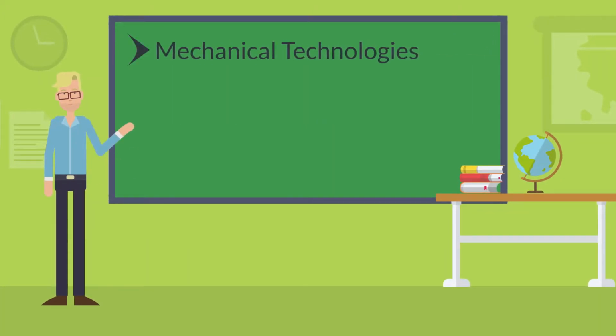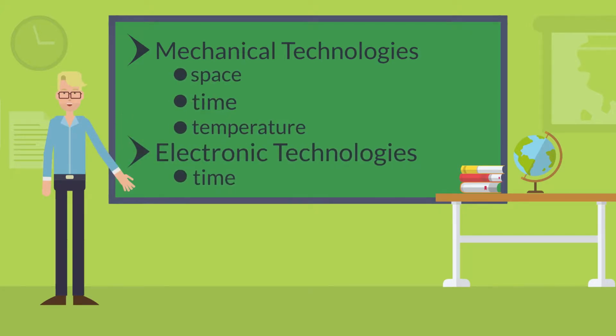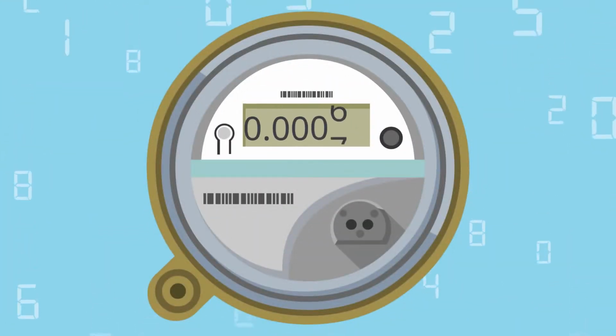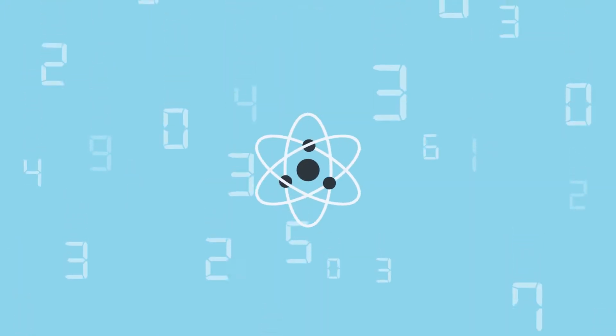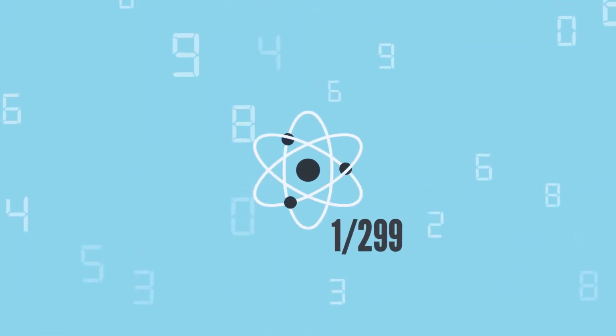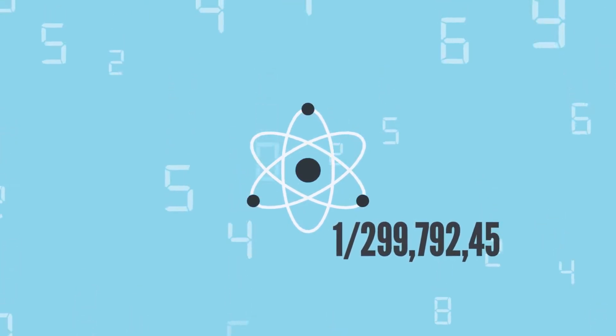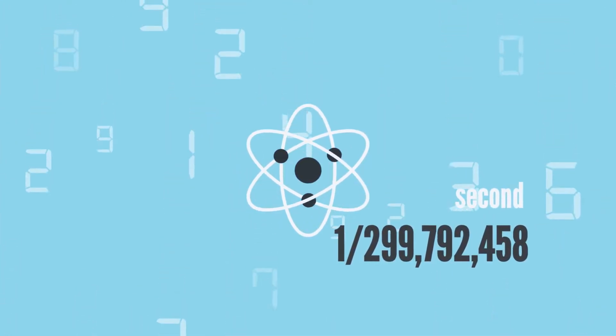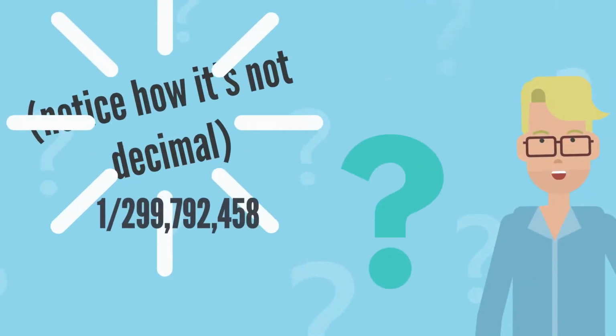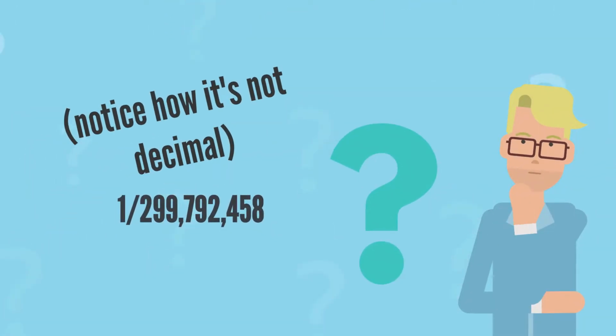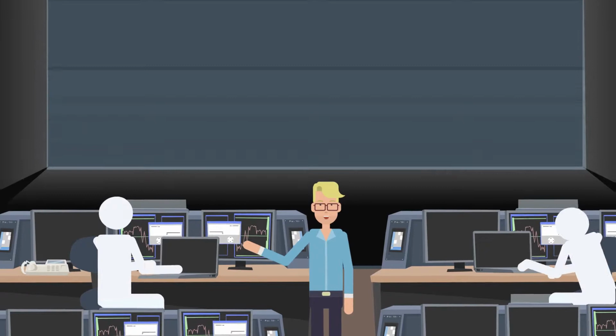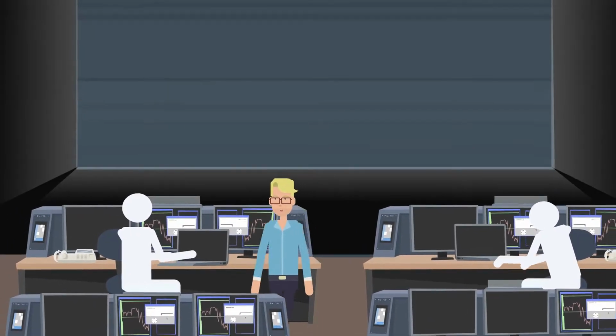While mechanical technologies try to reduce all measurements to space, time, and temperature, electronic technologies try to reduce it to just time. The electronic measurement of length becomes legally defined as the fraction of a second it takes a photon of light to travel in a vacuum: 1/299,792,458th of a second. Notice how it's not decimal. This standard may be worked out in labs equipped to use electronically broadcast time signals.